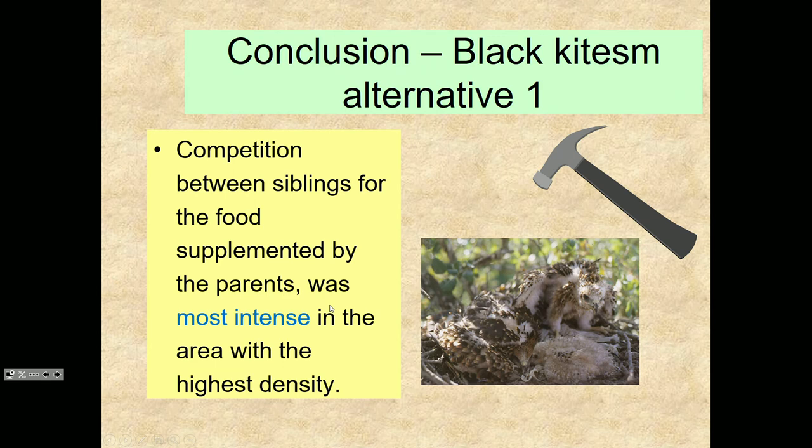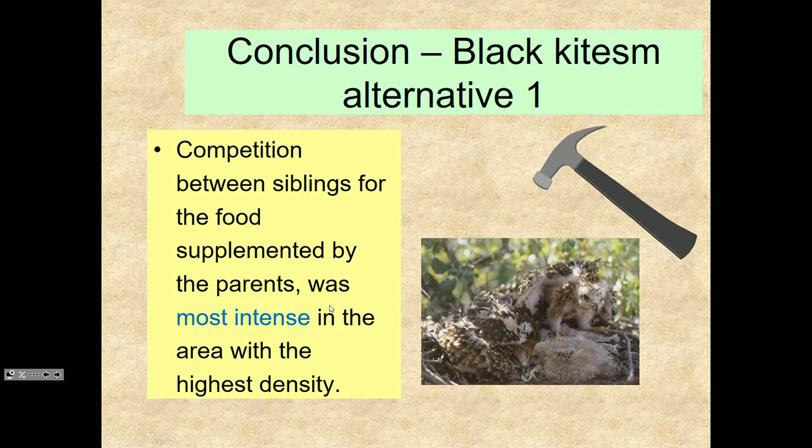So, in conclusion, what conclusions can we draw from this study? Yeah, that competition between siblings for the food supplied by parents was most intense in the area with the highest density. That we can conclude.